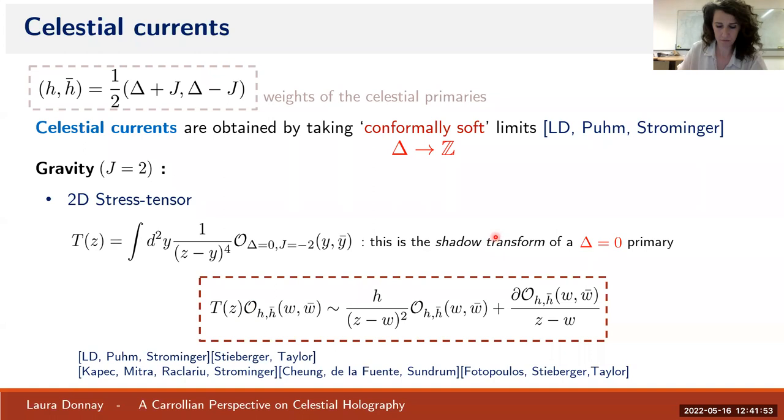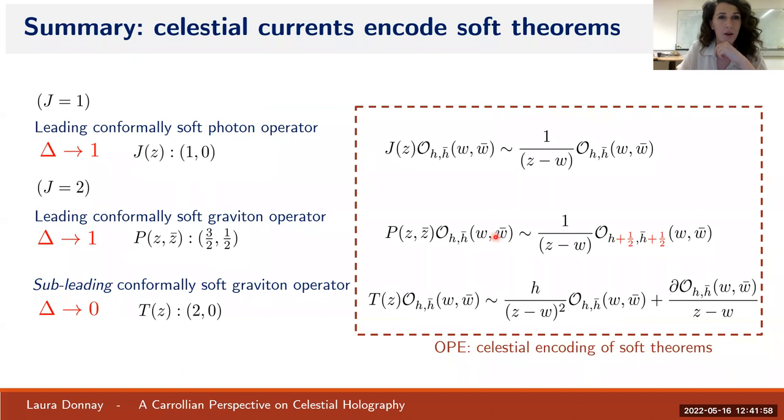So this is just a summary, just to tell you that the soft sector, the zero energy particles, which is described by the Weinberg soft theorems, is encoded in celestial holography in terms of inserting these currents. We have a U1 Kac-Moody current, we have a super translation current, which has this weird shifting weights structure, and we have a stress tensor. I realize that I'm throwing a lot of information at you if this is the first time you encounter all this.